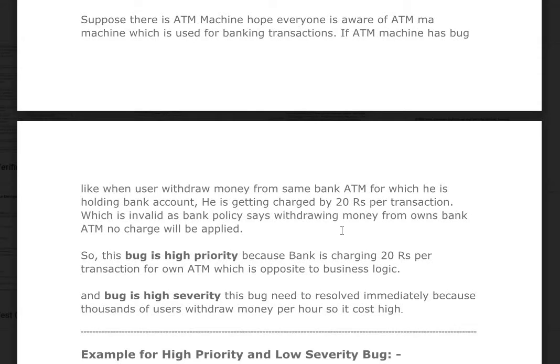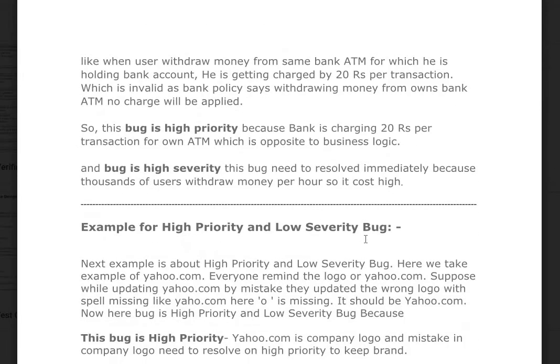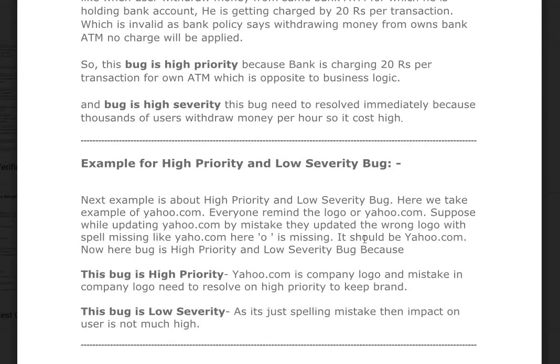Now moving to the next bug, which is an example of high priority but low severity. High priority means this needs to be fixed as soon as possible. But low severity means the functionality is not getting that much impacted. You are able to use the functionality, but this needs to be fixed as early as possible. So there is an example. Let's try to understand this example.